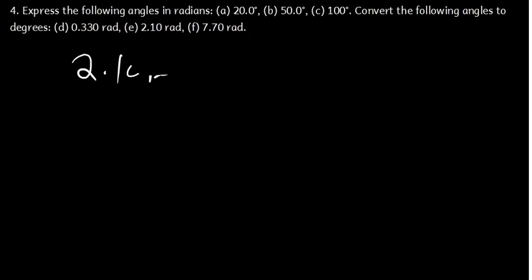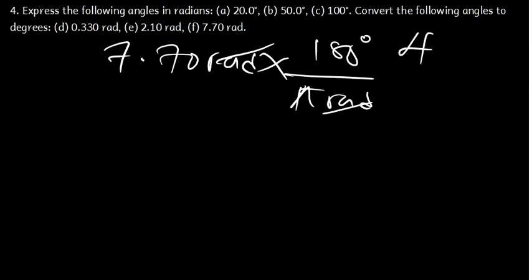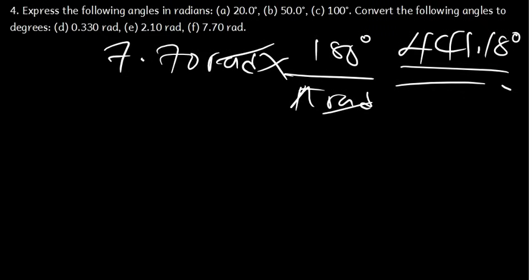The next one is 7.70 rad. So we're going to say times, in one rad, which is pi rad, there's 180 degrees. So rad and rad will cancel. We're going to have 7.70 times 180, then I divide it by pi. Let's redo it. We are saying 7.70 times 180, so we divide it by pi. So this is giving me 441.18 degrees. Now, this is the angle we should have in this case. So that is it for this question.